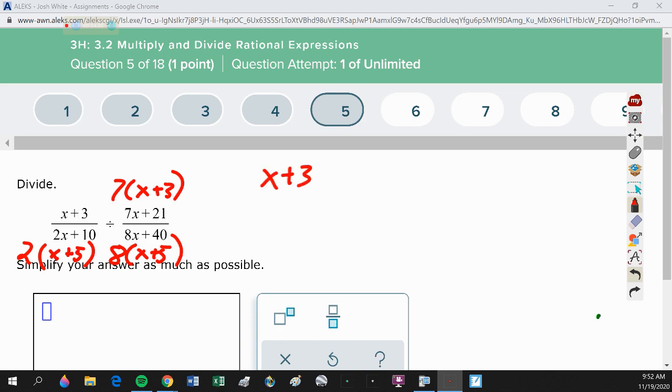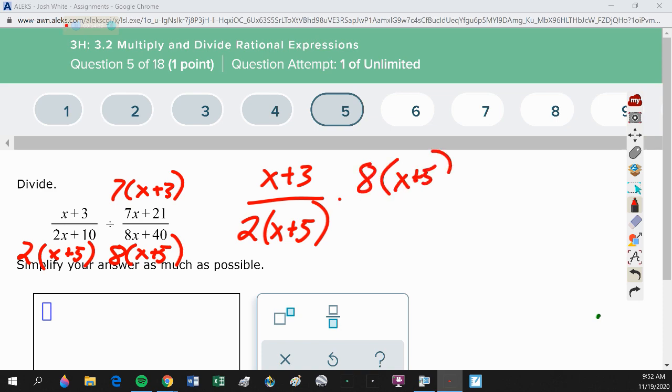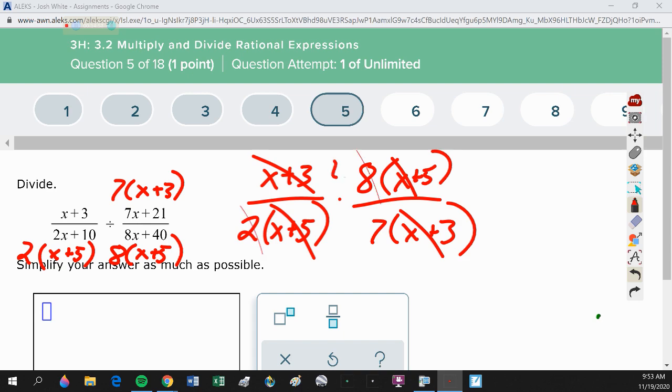So x plus 3 over 2 times x plus 5, multiplied by 8 times x plus 5 over 7 times x plus 3. What cancels? X plus 3's, x plus 5's, and the 2 goes into 8 4 times. So on top, I'm left with a 4, and on bottom, I'm left with a 7. So the final result is just 4/7.